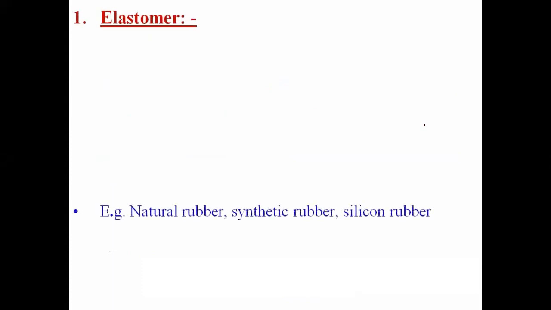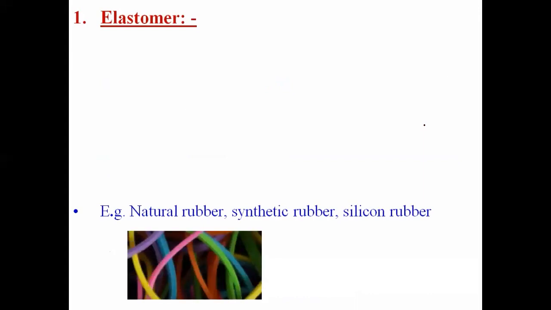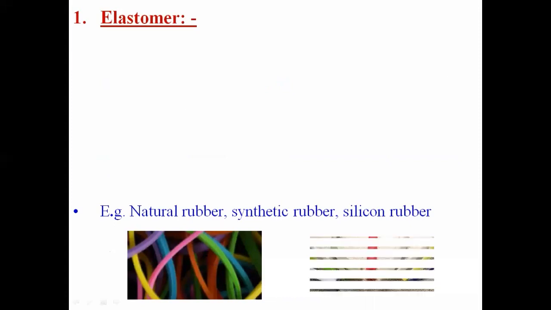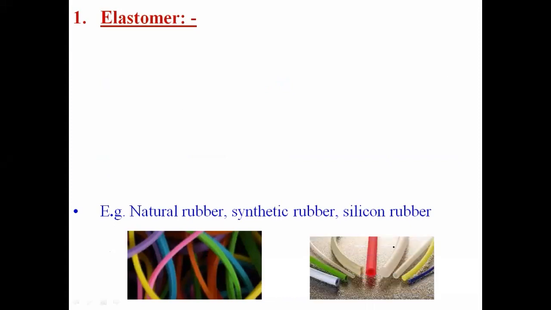First one is the elastomer. Now what is meant by elastomer? A very simple example of elastomer is natural rubber, then synthetic rubber, silicone rubber. These are the examples of elastomer. Let us see a picture of that rubber. Actually, this is synthetic rubber, right? We are using it very commonly in our day-to-day life. Then these are rubber pipes. This is again an example of the elastomer. Now, what is the property of that rubber?